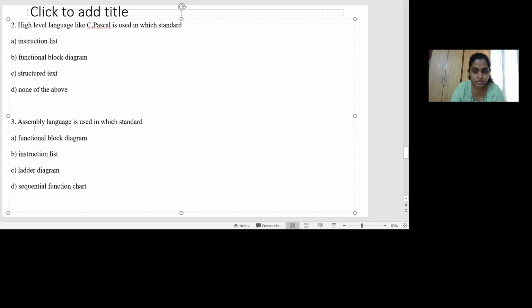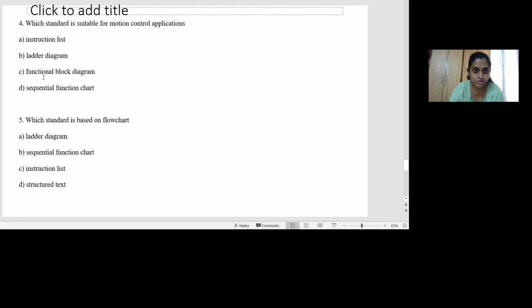The third question is, assembly language is used in which standard? Assembly language means the mnemonics. So mnemonics are used in which standard? The answer is the instruction list. In case of instruction list language, we use the assembly language. So instruction list programming resembles the microprocessor programming.